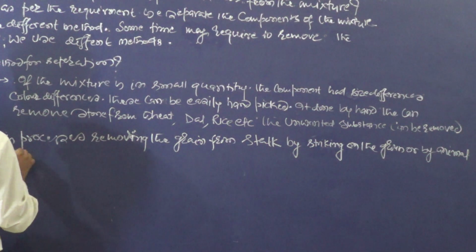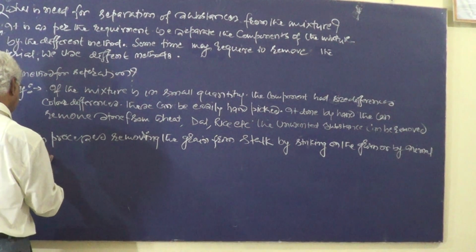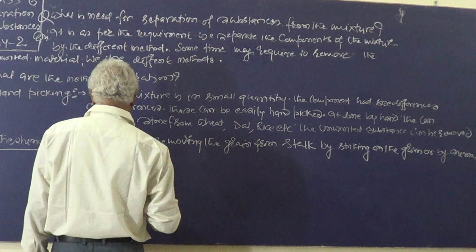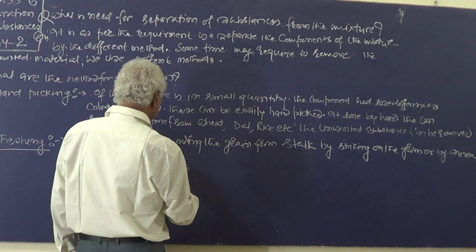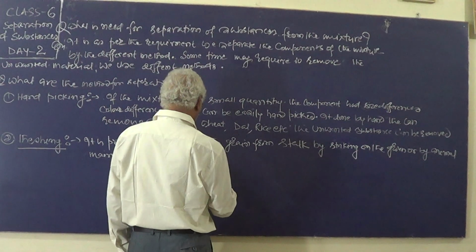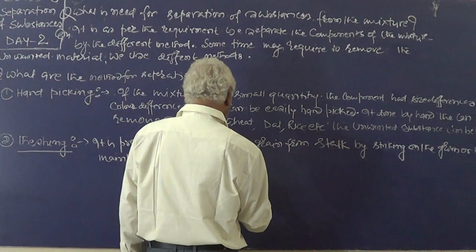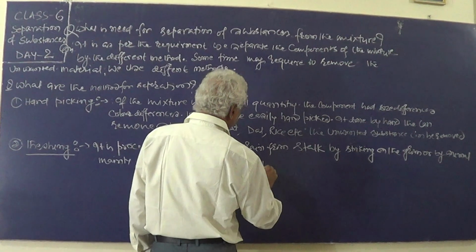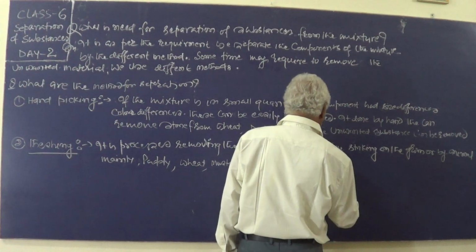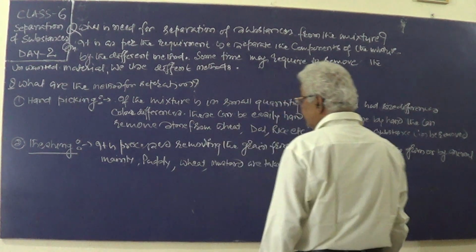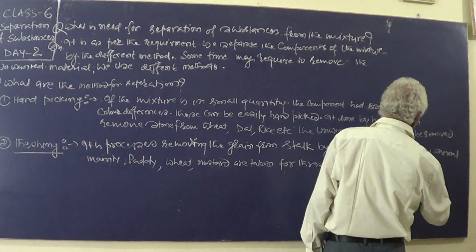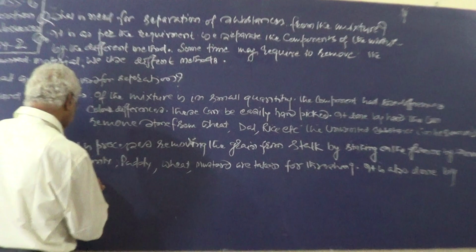It is mainly paddy, wheat and mustard that are taken for threshing. Threshing is also done by the machine.